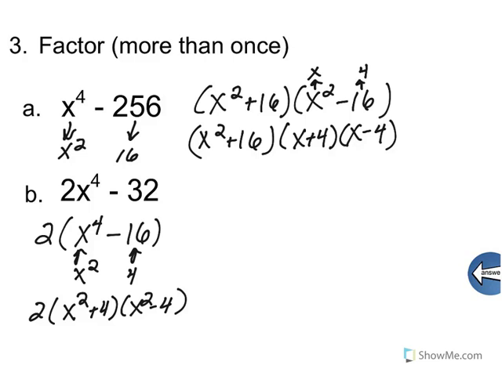But the x squared minus 4 can be factored further, because that's still a difference of squares. Square root of x squared is x. Square root of 4 is 2. So far we have 2 times x squared plus 4. That part we can't change. But the x squared minus 4 will change to x plus 2 and x minus 2. So in this case, we actually have 1, 2, 3, 4 factors.